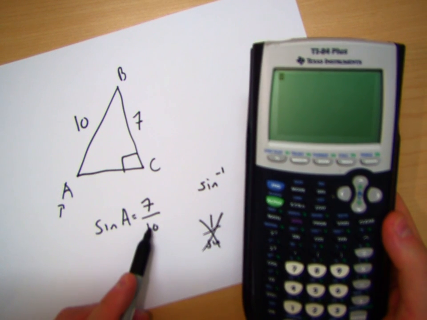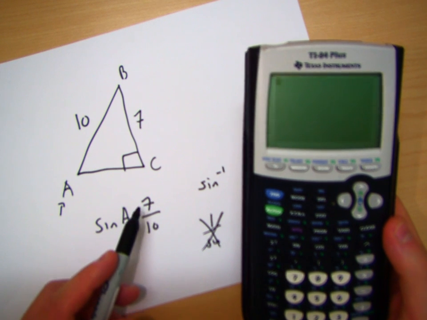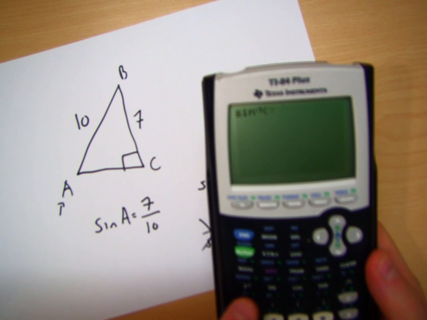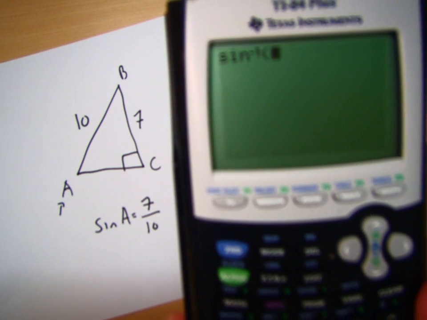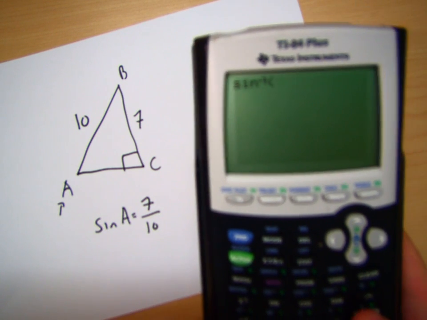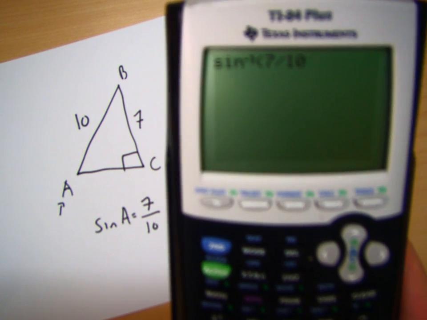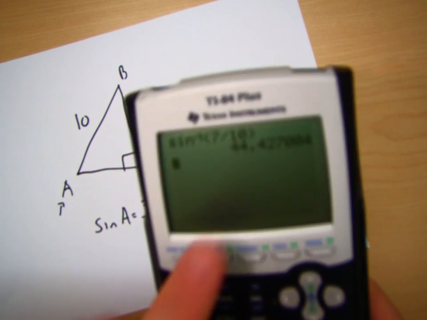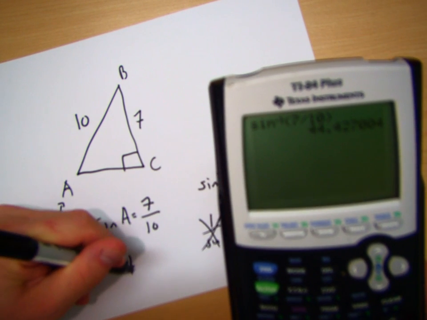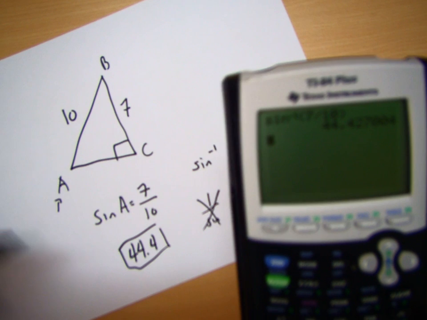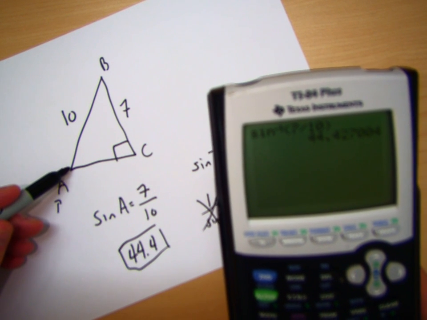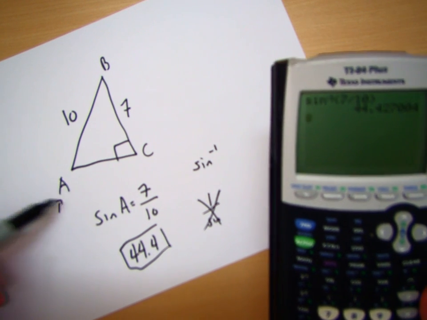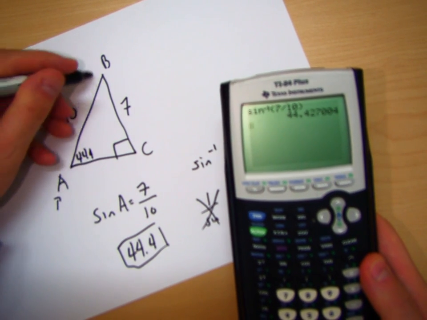And so if I already know this, 7 over 10, I'm going to go to second function. It's usually a second function, sine, which gives me sine negative 1. Now sine negative 1 of 7 divided by 10 will give me my answer of 44.4 degrees. And so what that tells me is that this angle A is 44.4 degrees. It's very easy to figure these things out, and it's a way of getting that angle. Now once I know this angle, of course I can get this angle right away.